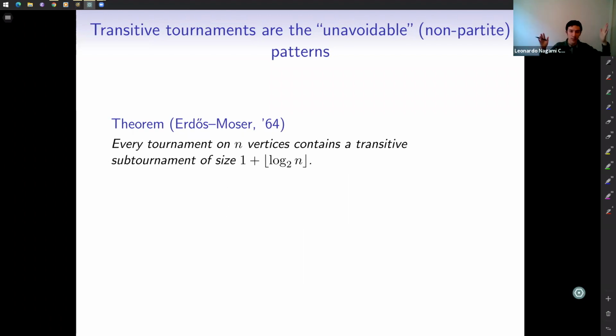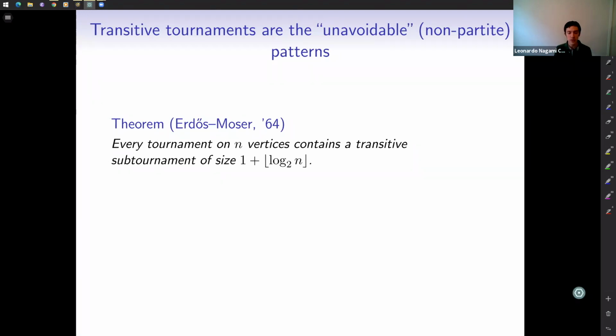If you don't know what a tournament is, you have a bunch of vertices. Well, you can think of it as orientations of the complete graph. So you have the complete graph, and for each edge you choose an orientation in one of the directions. Now, this theorem of Erdos and Moser says the unavoidable pattern here is transitive tournaments. A transitive tournament is one where you can order the vertices. So there's a first guy such that all the edges are oriented leaving it, and then there's a second guy such that all the edges are oriented leaving it, except for the one that goes to the first guy, and so on. It's the one that you can order. This is called the transitive tournament.